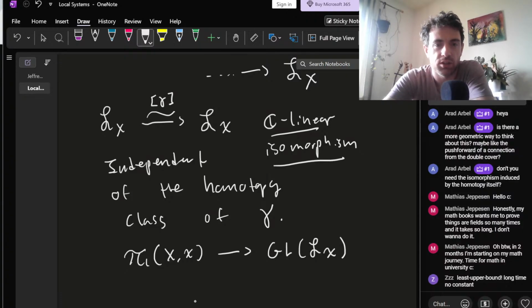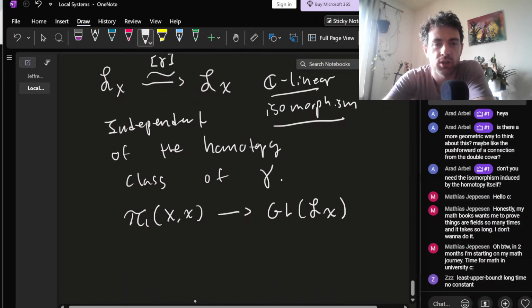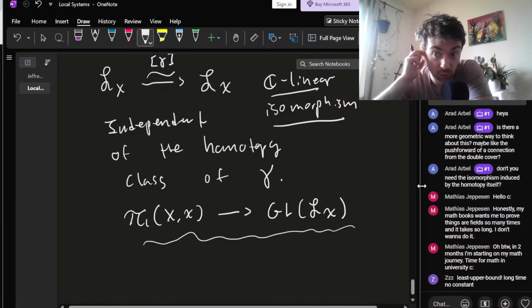And it's exactly this process of a local system determining a representation in this way that gives us the above-mentioned equivalence of categories.